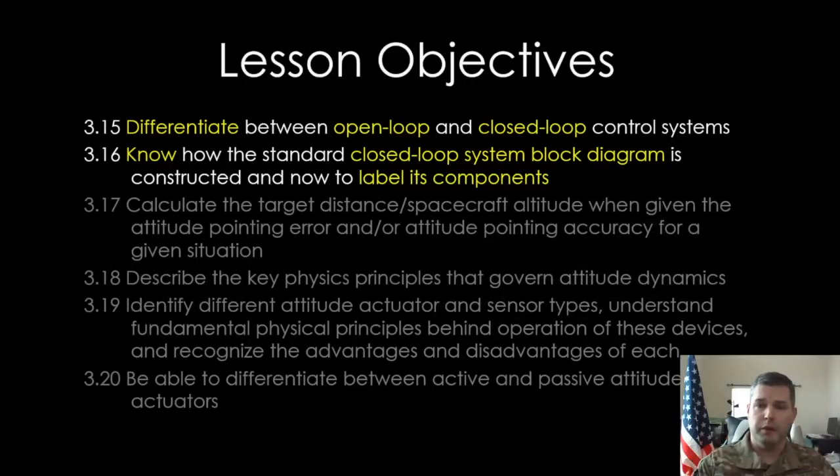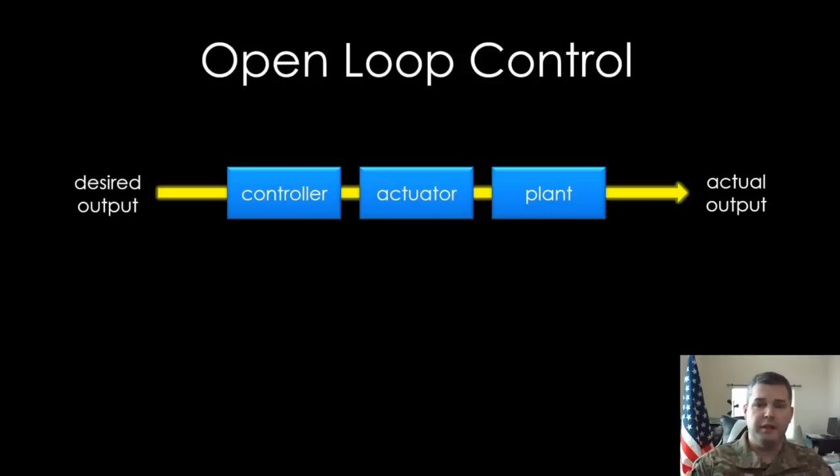The first couple of learning objectives have to do with open and closed loop control systems. So let's talk about open and closed loop control systems. This is an example of a simplified open loop controller. You have a desired output, your controller, your actuator, and then your plant. The plant is kind of the physics of what's going on. And then you have the actual output.